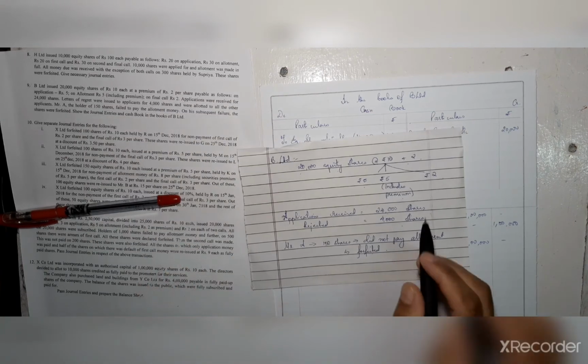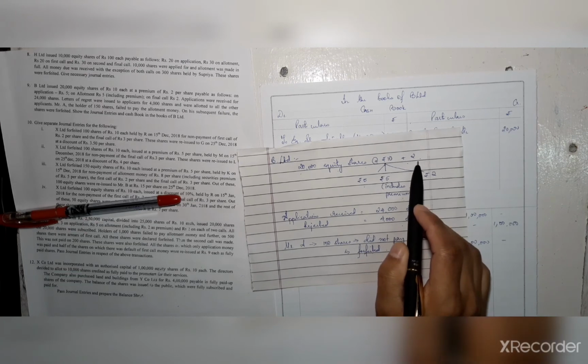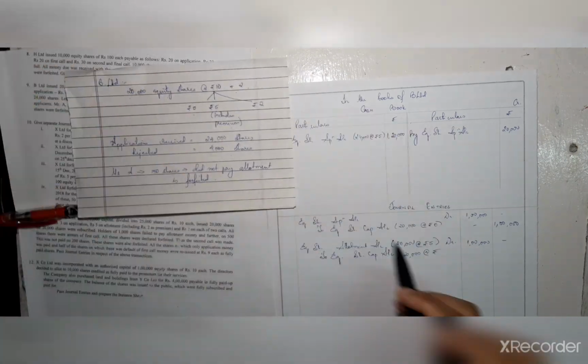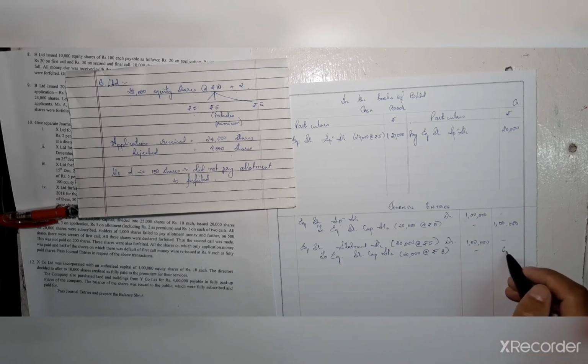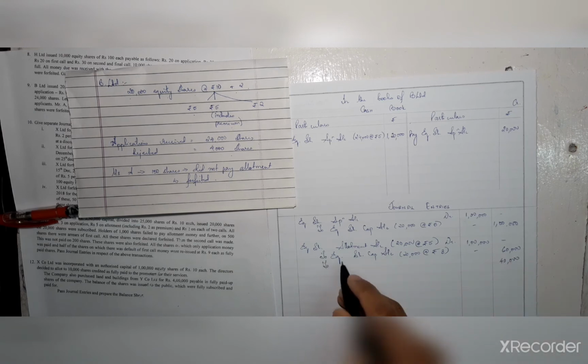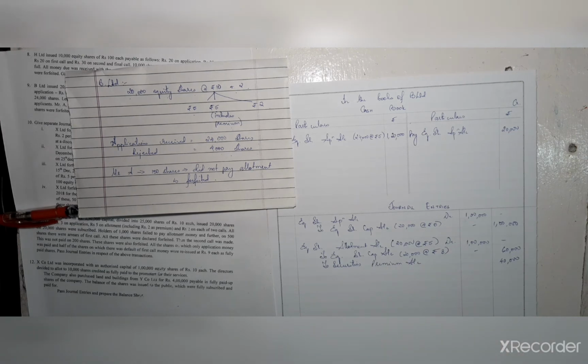Now, if you look at your question properly, they've given allotment is rupees 5, including premium. Premium is rupees 2, correct? So that means out of rupees 5, only rupees 3 belongs to share capital. So this will be rupees 60,000. And the balance that we're having, rupees 40,000, should be transferred to our securities premium account. Securities premium account.